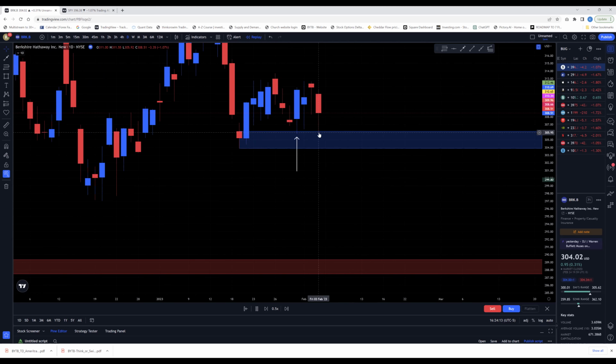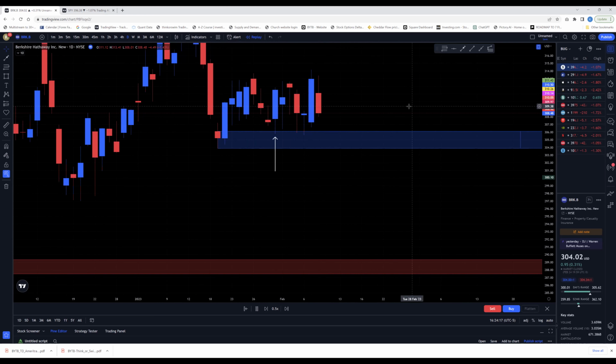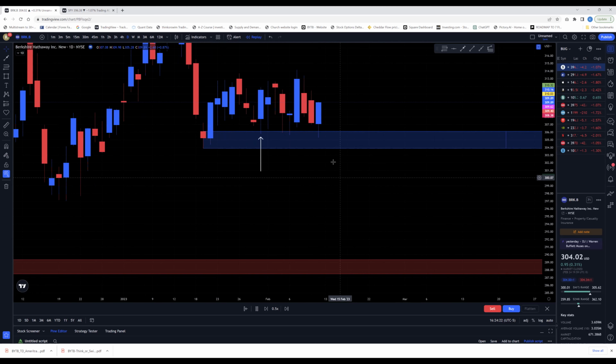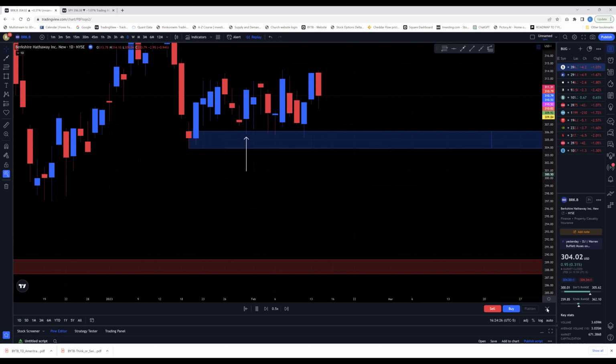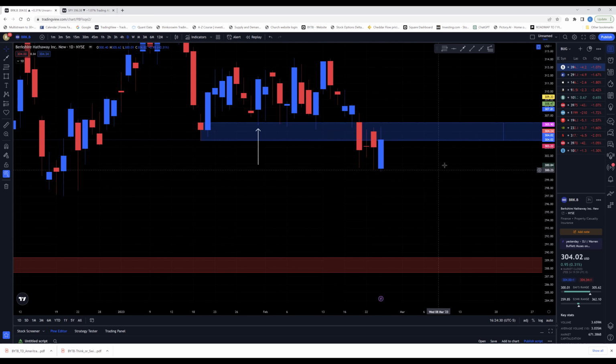Hit it one time here, it went all the way back up. Hit it again, went all the way back up. So supply and demand are great areas. Again, hit it here, went all the way back up. And this is currently where this market is now.